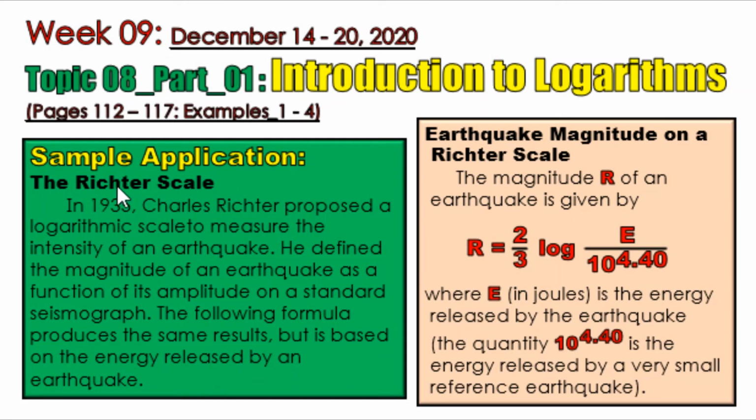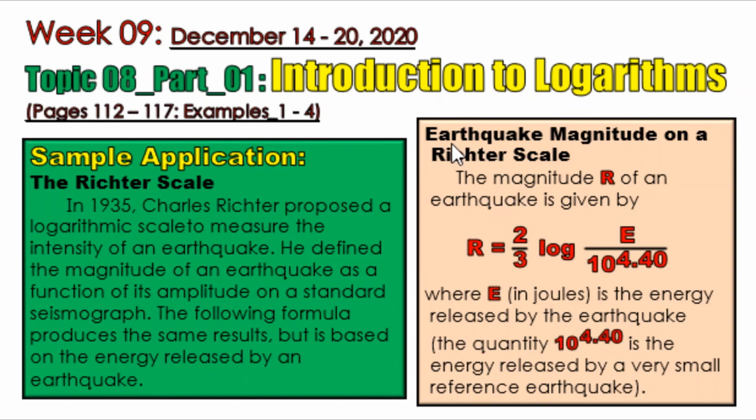Sample application: the Richter scale. In 1935, Charles Richter proposed a logarithmic scale to measure the intensity of an earthquake. He defined the magnitude of an earthquake as a function of its amplitude on a standard seismograph. The following formula produces the same results, but it is based on the energy released by an earthquake.